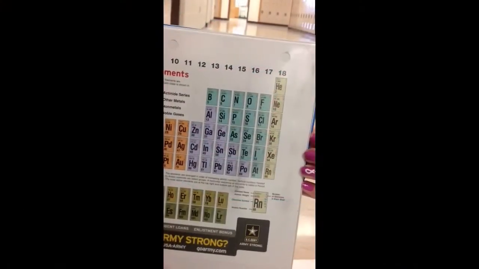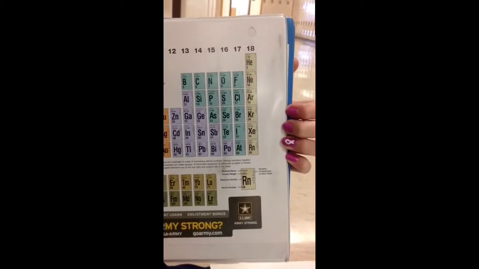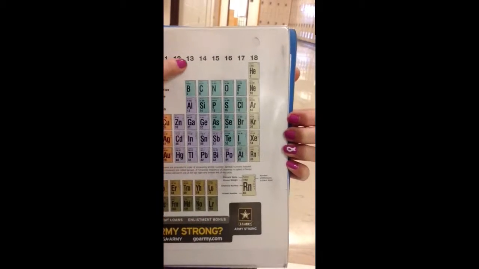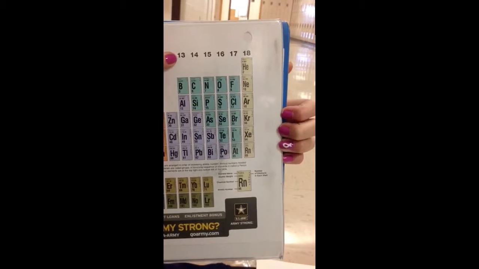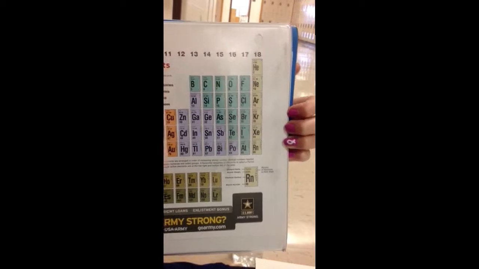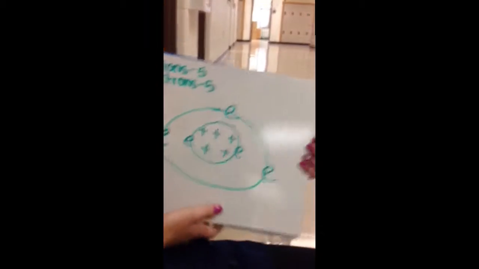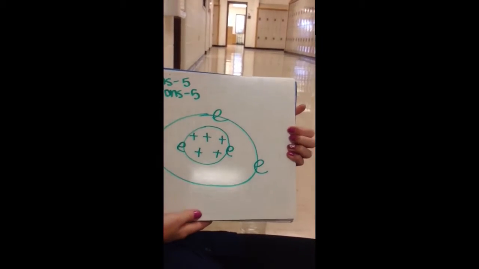One way to check whether you're right on your number of rings is to look at the column that boron is in, and that tells you 3 valence electrons, which means the outermost electrons. And you just go to your atom, and you can see that you have 3 electrons on your outer ring.